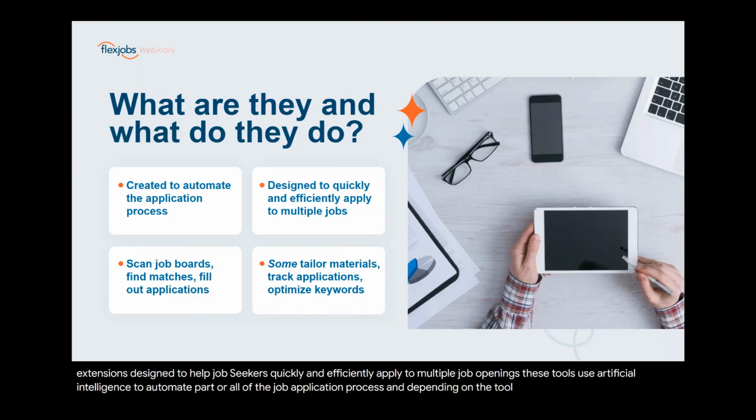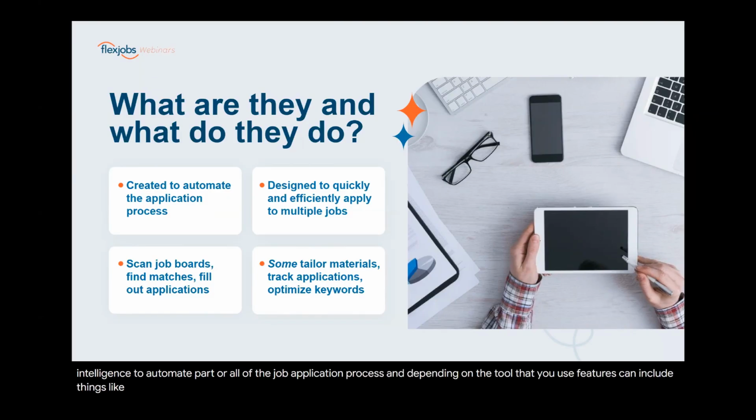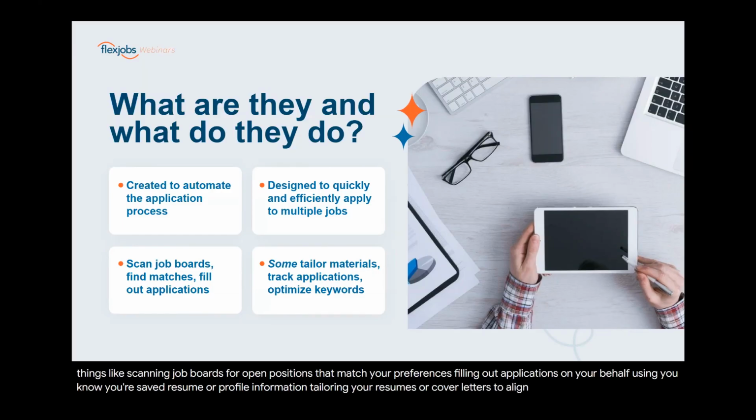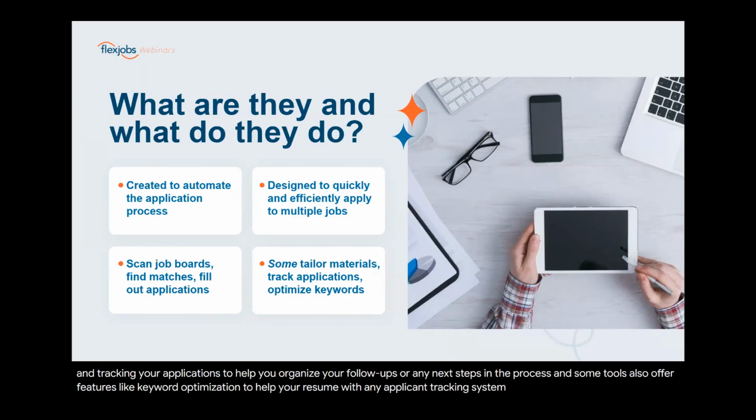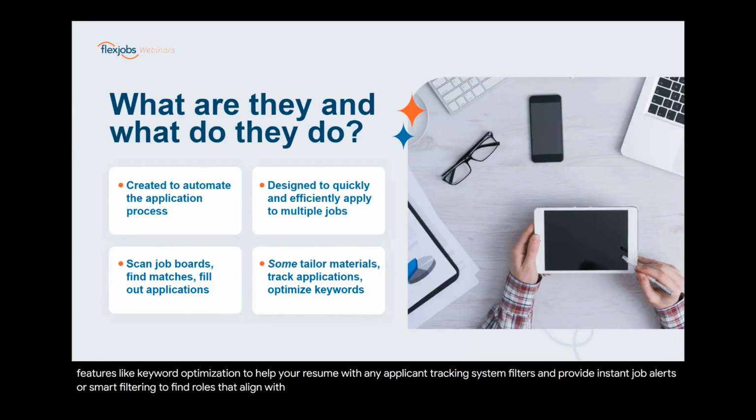These tools use artificial intelligence to automate part or all of the job application process. And depending on the tool that you use, features can include things like scanning job boards for open positions that match your preferences, filling out applications on your behalf using your saved resume or profile information, tailoring your resumes or cover letters to align with specific job descriptions, and tracking your applications to help you organize your follow-ups or any next steps in the process. And some tools also offer features like keyword optimization to help your resume with any applicant tracking system filters and provide instant job alerts or smart filtering to find roles that align with your specific career goals.